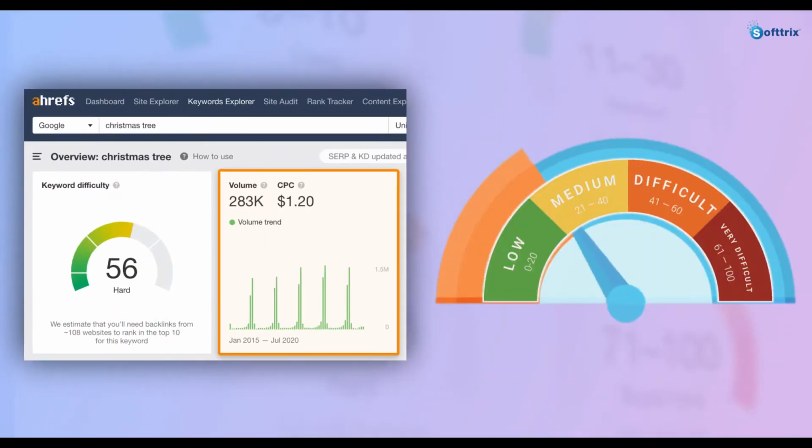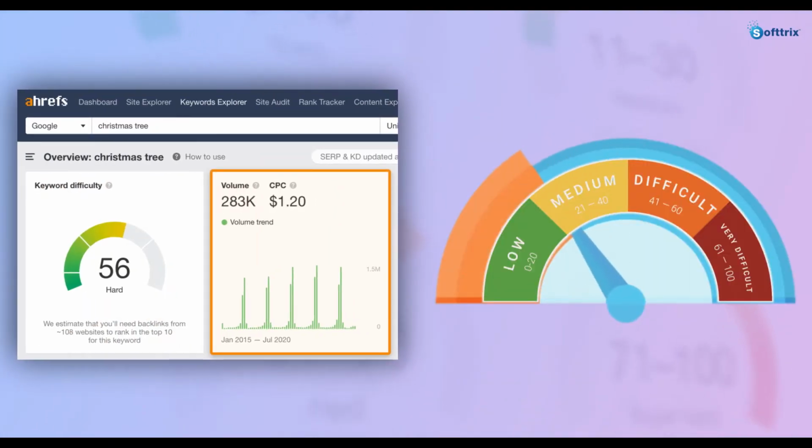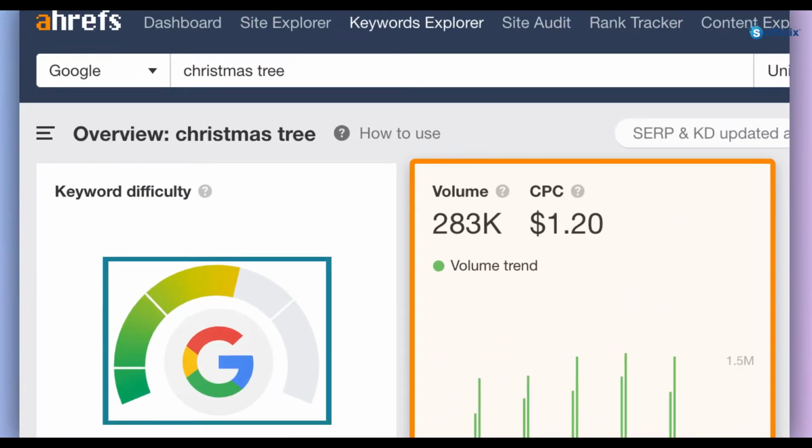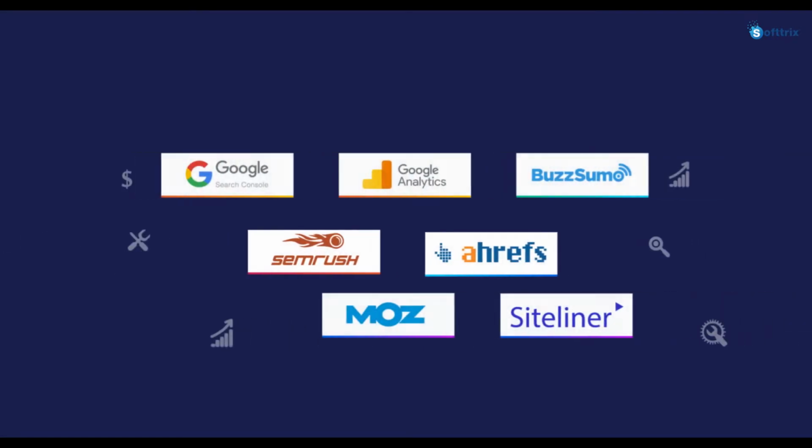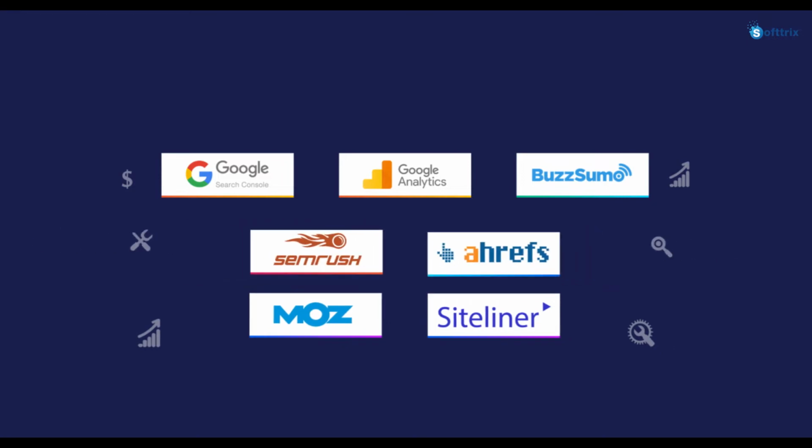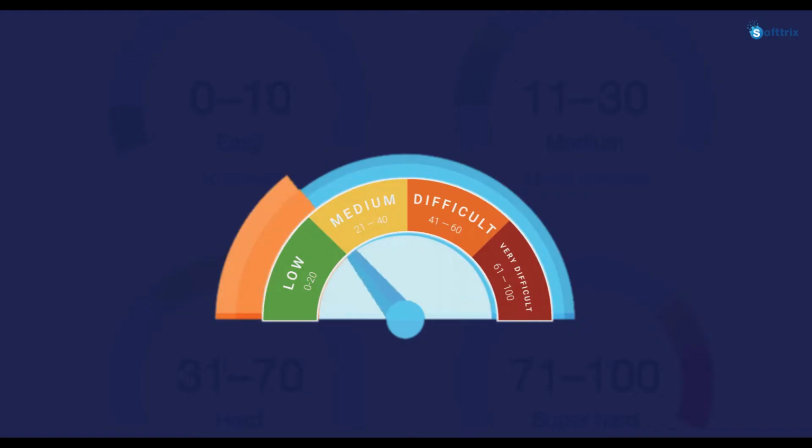Keyword difficulty is an SEO metric used to find out how difficult it would be to rank a particular key phrase on top of Google. Different SEO tools apply different methodologies to predict the keyword difficulty.